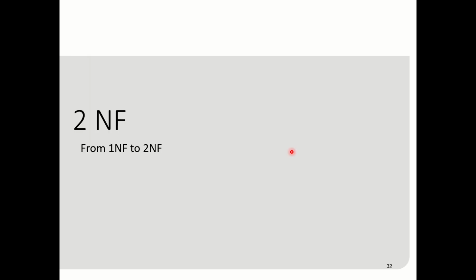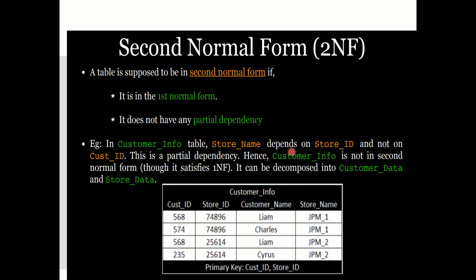Now moving over to the second normal form. In second normal form, our aim is that we need to convert the table from 1NF to 2NF. Okay, so what is basically this 2NF? Let's understand what we are expecting to do in the 2NF. For your table to be in the 2NF, your table has to be in the 1NF. So that is the first rule which you have to follow. And the second one is that there should not be any partial dependency.